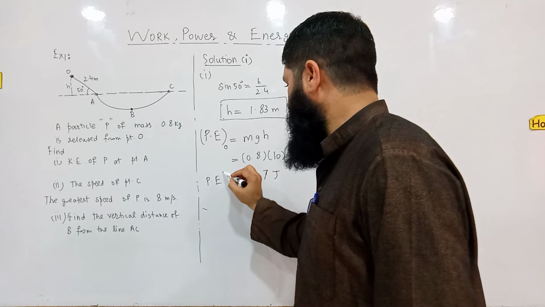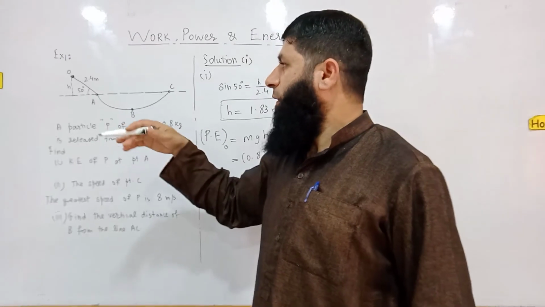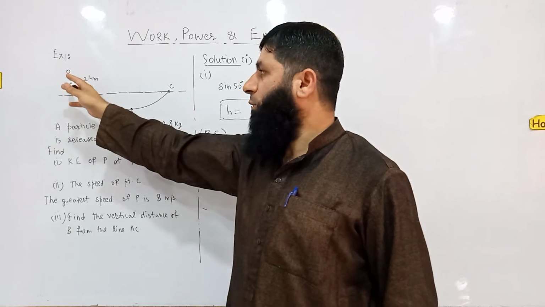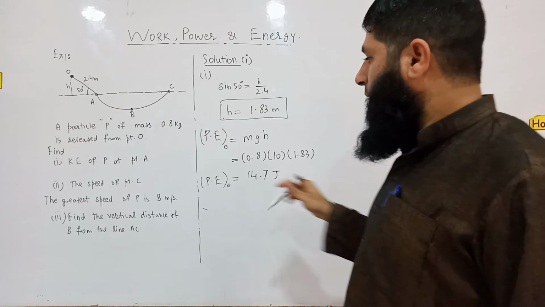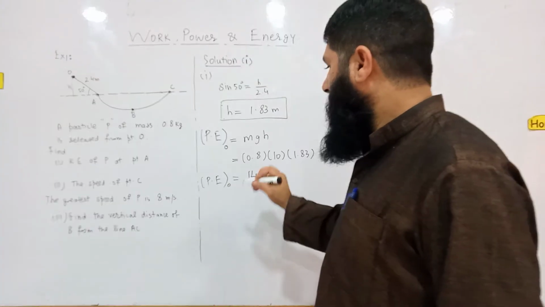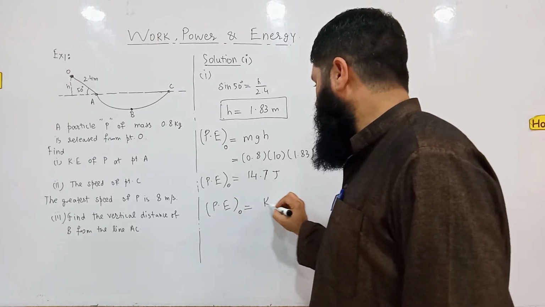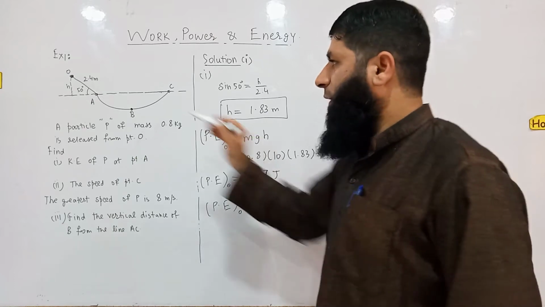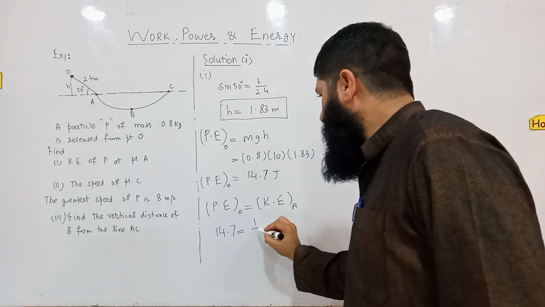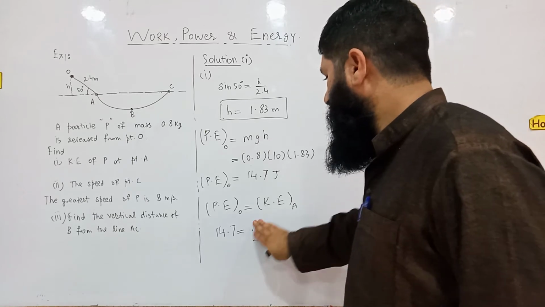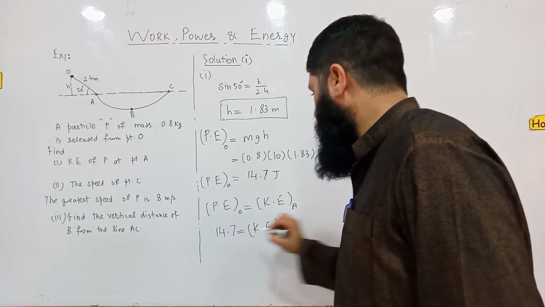Okay, now this is basically the potential energy at point O, and the same potential energy of this particle at point O will be converting into the kinetic energy at point A. So the potential energy at point O will be equal to the kinetic energy at point A, which is 14.7 joules. Kinetic energy at point A will be equal to 14.7 joules.